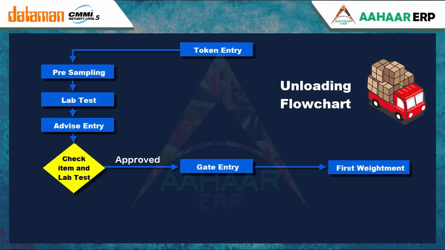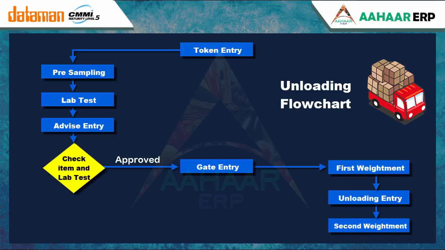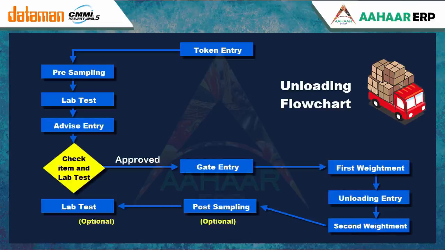Then we do first weighment entry. Unload the truck through unloading entry. When truck is unloaded, we do second weighment entry to know the exact weight of raw materials. Then we do post-sampling entry, lab test. After that we follow gate out entry. If report is unapproved, then we follow gate out entry.